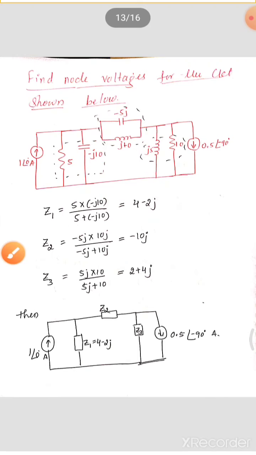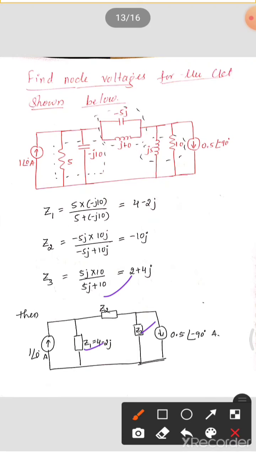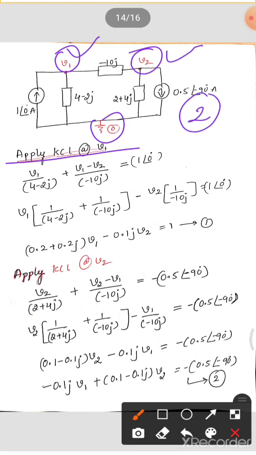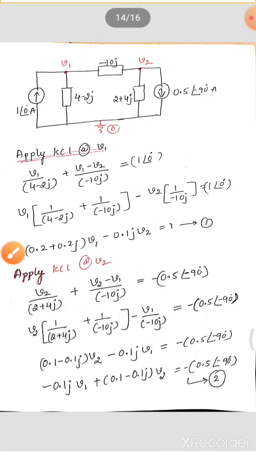These values you have to substitute in this network, and then identify your nodes. There are 3 nodes. So let's apply KCL at v1 and at v2. You get 2 equations, and then we have to solve those 2 equations to get an answer. Let's deal with this.